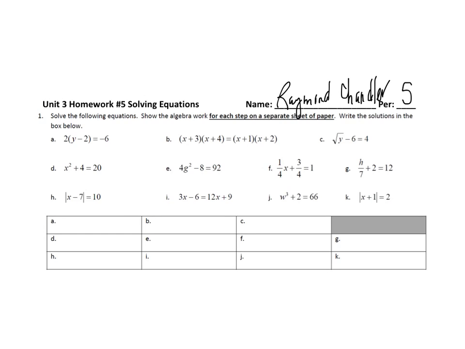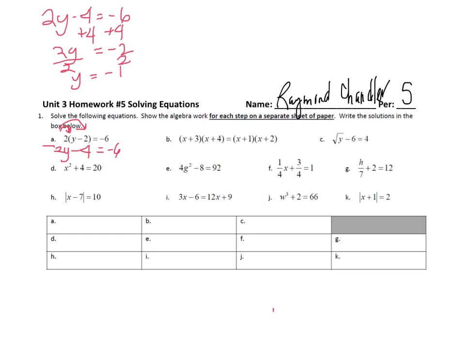So taking a look at A, it says 2 times the y minus 2 equals 6, and so I have to distribute this 2 to the y and to the negative 2, and I get 2y minus 4 equals negative 6. I'm going to go ahead and write that up here on the top. 2y minus 4 equals negative 6. Of course, I would add 4 to each side, and I would get 2y equals negative 2. Then I divide by 2. Y equals negative 1. So we would write y equals negative 1 in here.